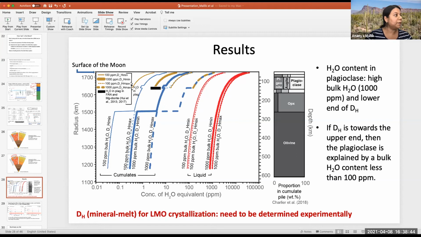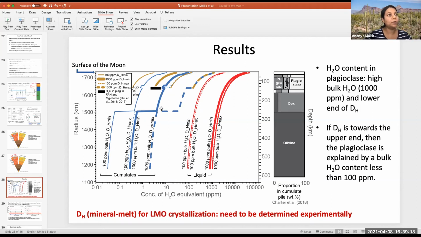On top here, these brown lines are actually how plagioclase water content would evolve when plagioclase first hit saturation during lunar magma ocean crystallization. And what we've done here is this black bar is the range of hydrogen contents that have been measured in plagioclase from lunar samples. So we use that as an observational constraint. So how much water and what partition coefficient do we need in order to match the water content in the plagioclase that we actually find in lunar samples?